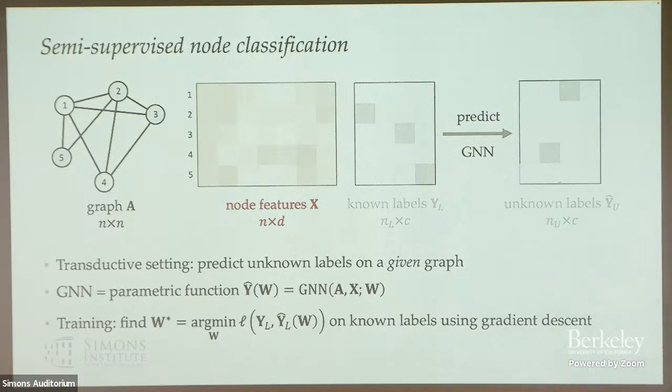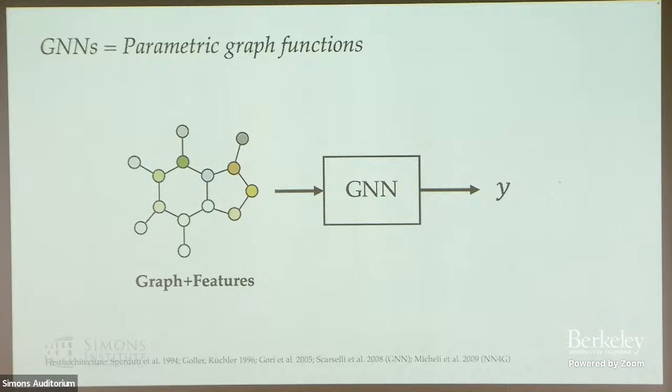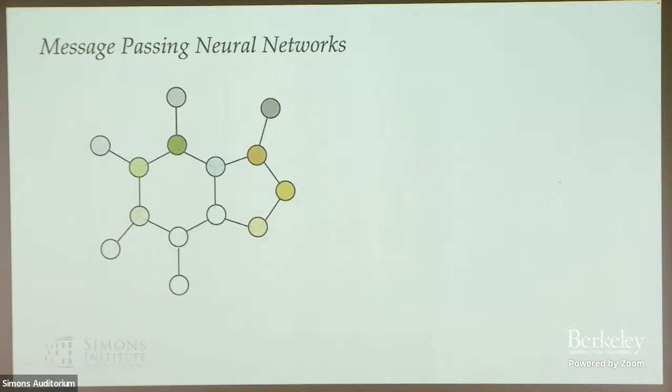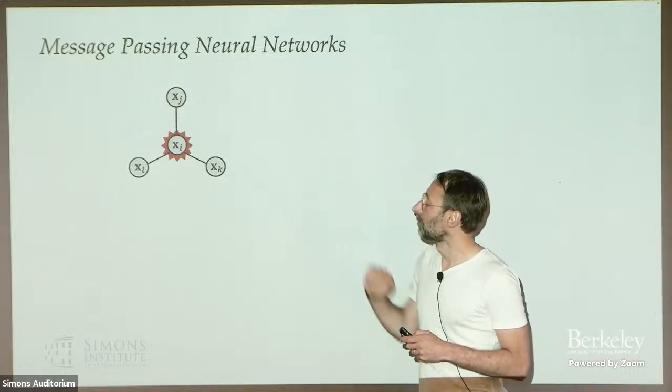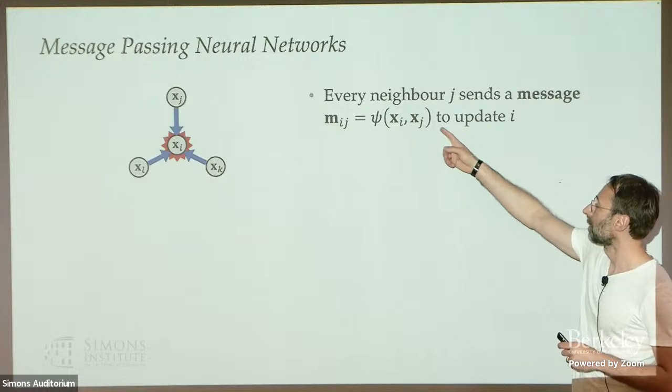And using these optimal parameters, we would like to now apply the inference on the unknown, unlabeled nodes, right? So what does this model look like? Graph neural networks, most of them, operate by means of message passing. What is meant by message passing is that every node looks at its neighbors and receives some information from these neighbors. We call these messages.